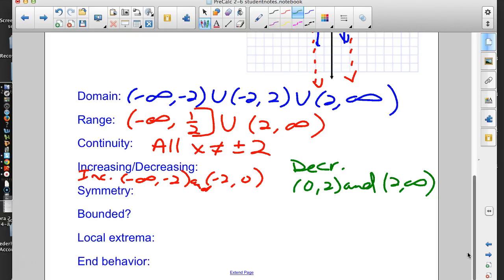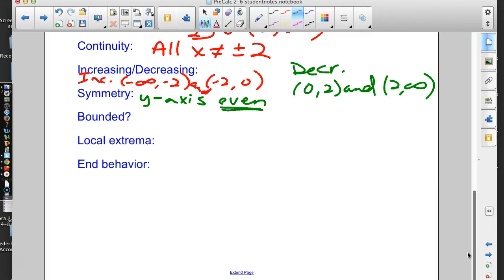Even or odd? This one is even. It is being reflected over the y-axis there. Bounded. Remember, bounded means both above and below. Is it bounded both above and below? No. Because it has to be for the overall graph. And you could say portions of this, but that's not what they asked. They said, is this graph, the overall graph, bounded?